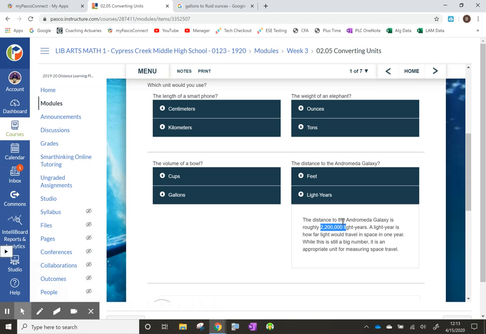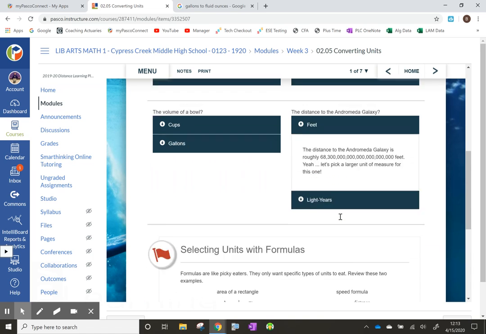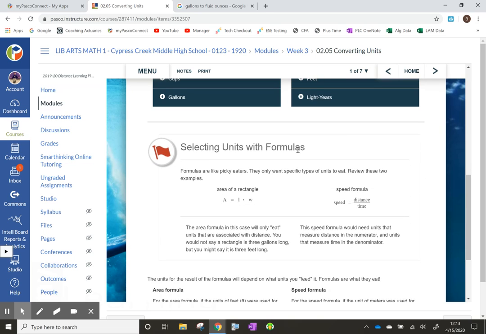2,200,000 light years wide. But feet is obviously way, way bigger. I don't even know what number that is. 68 gazillion, bazillion, whatever, right? Definitely we don't want to use feet, but I mean, you could.